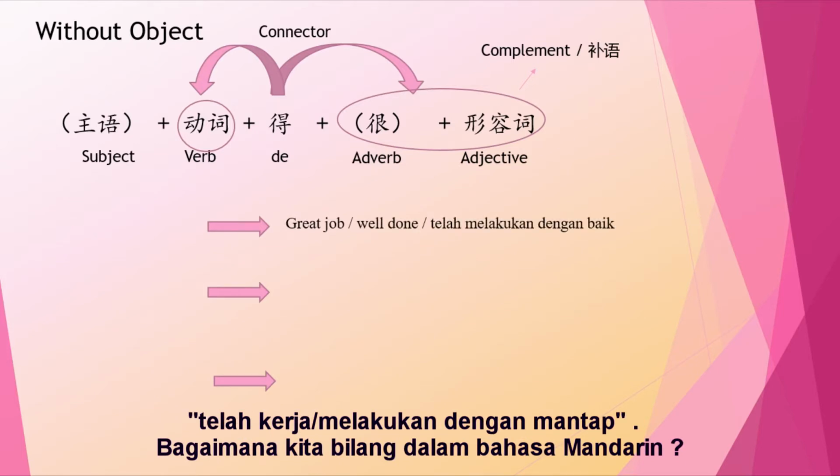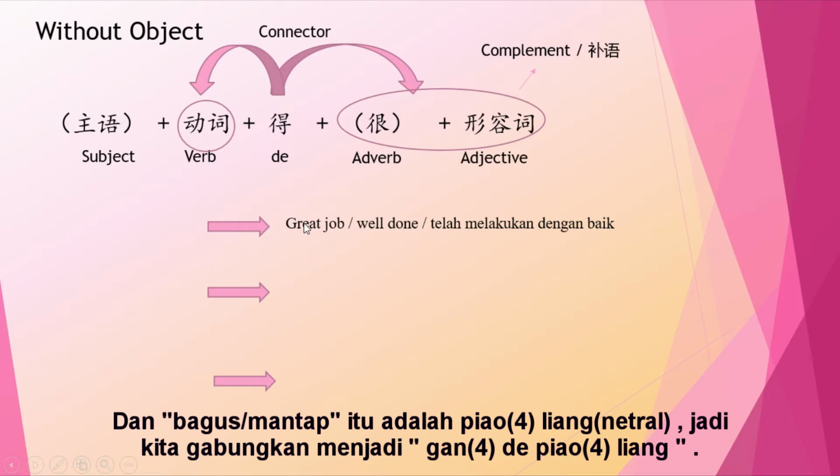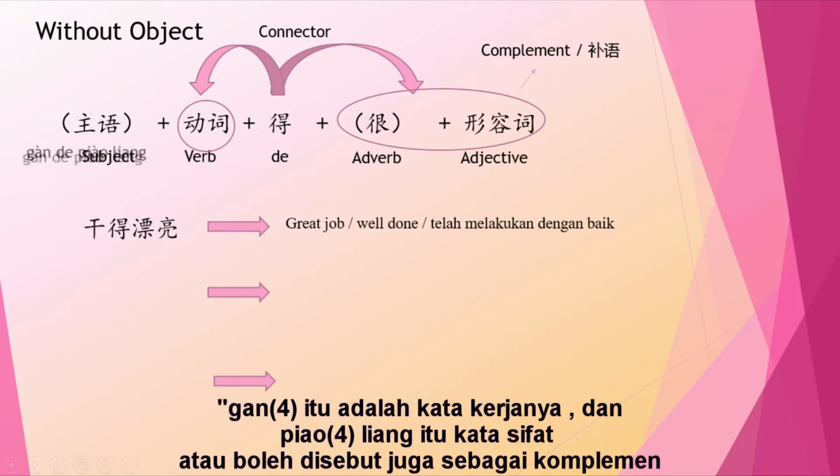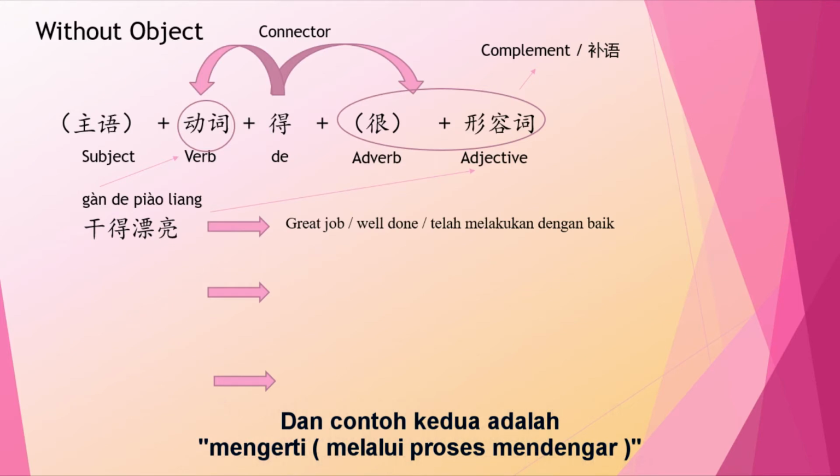Great job. How do we say great job in Chinese? Oh, well done. First, do. We take the do. Do is the verb, and do in Chinese is 干, and then great is 漂亮. So if we combine it, it becomes 干得漂亮. So 干 is the verb, and then 漂亮 is the adjective, or we can call it as complement.